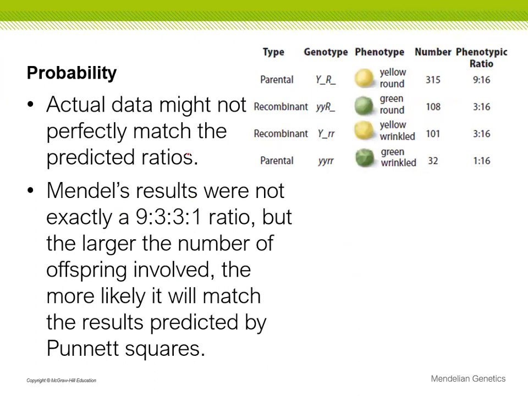Now, one thing to note is his stuff was not exactly this ratio because it's still a little bit random chance, but in theory, with a large enough number, if he were to do 1 million peas, this would get really, really close to it. Here's his actual numbers, right? These are his actual numbers that he did. So the actual data might not match the predicted ratios.